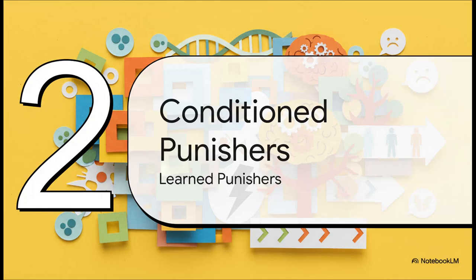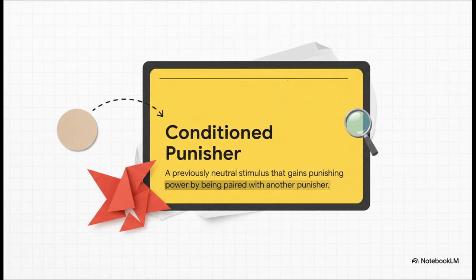All right, now let's build on that foundation. We're going to move from pure biology to personal experience with our second category, conditioned punishers. These are the ones that get their power through what we learn. So how does something become a conditioned punisher? Well, it always starts out as a neutral stimulus, something that on its own means absolutely nothing. But when that neutral stimulus gets repeatedly associated, or what we call paired, with an existing punisher, it starts to take on those punishing qualities all by itself.